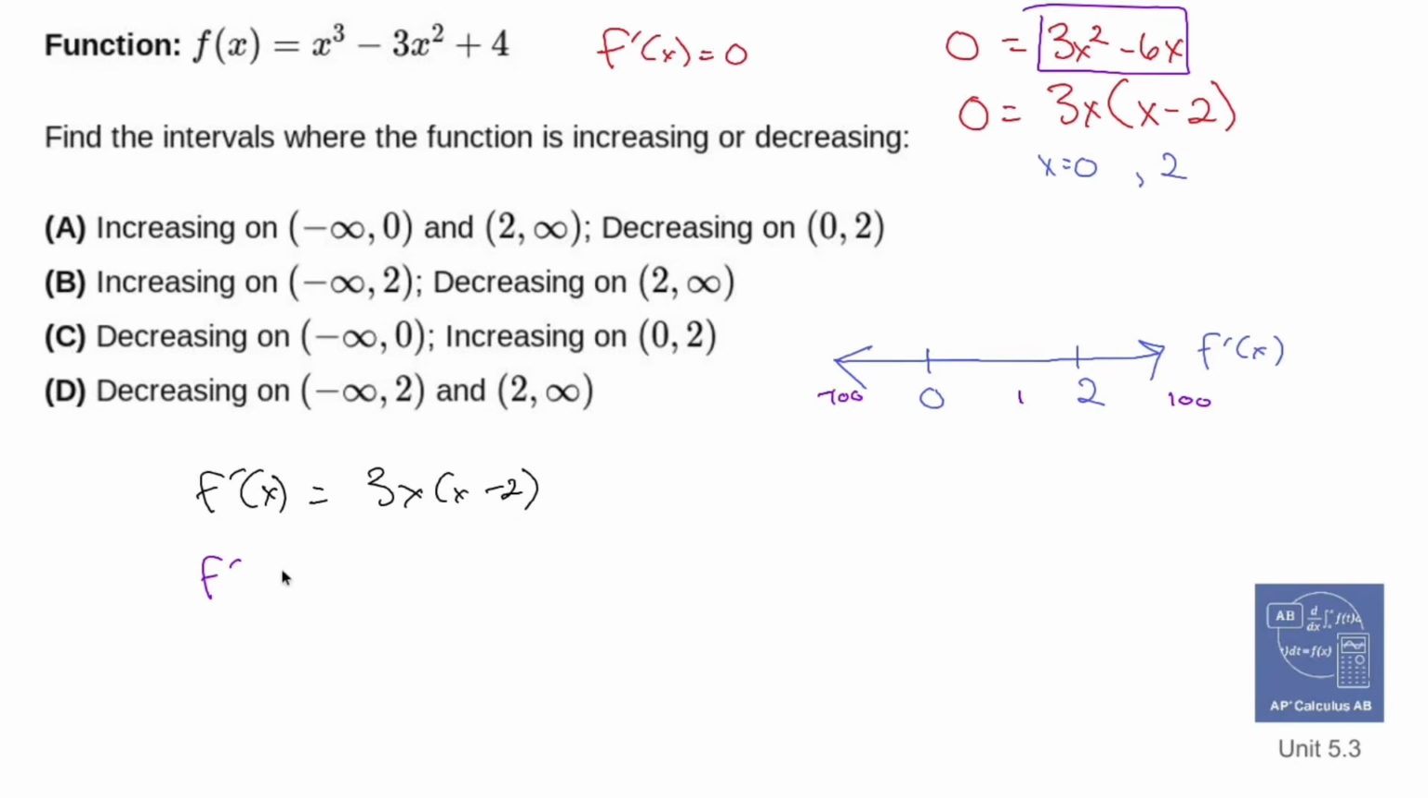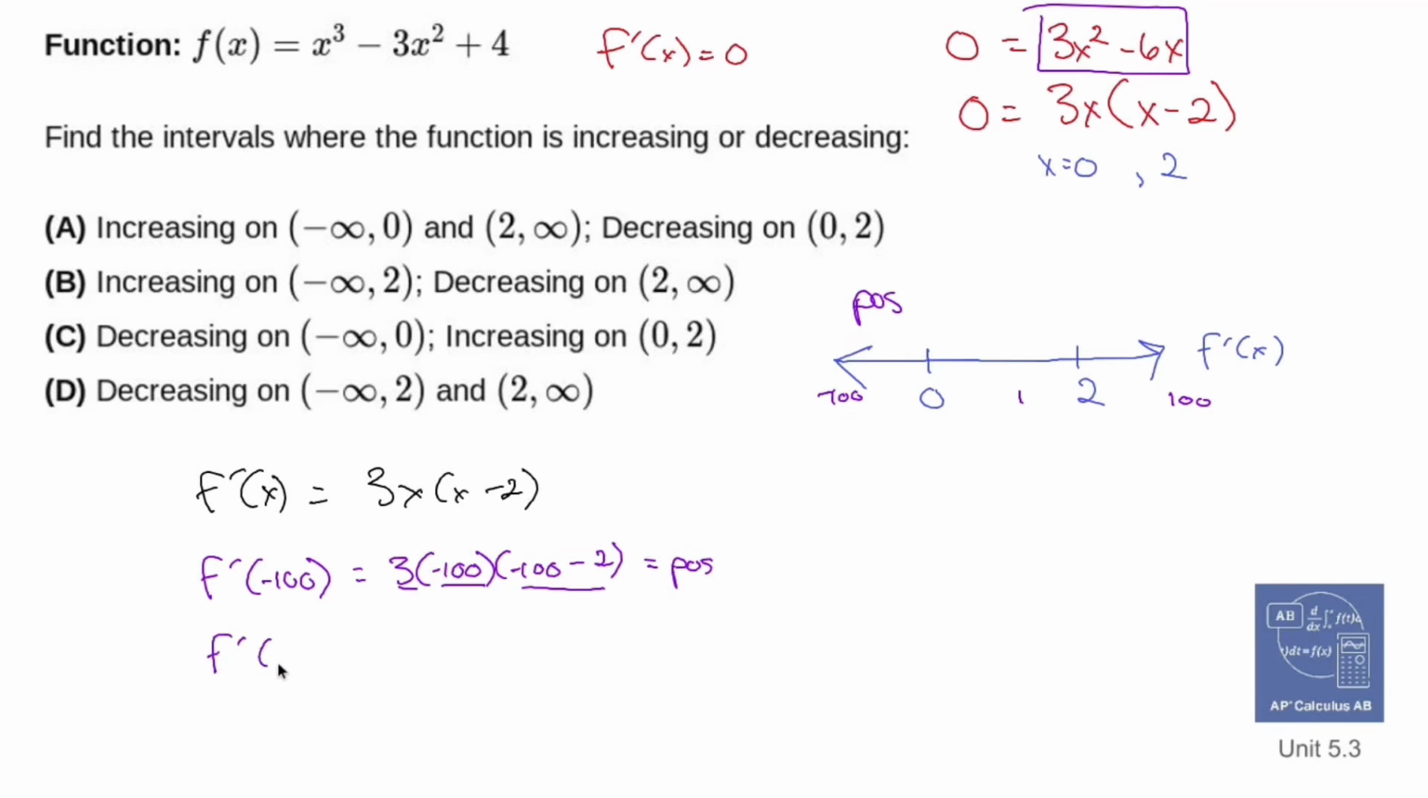f prime of negative 100 is going to equal 3 times negative 100 times negative 100 minus 2. Positive times a negative is going to equal a positive. So I don't care about my number, I just care about what I get. And so this interval right here is going to be positive.